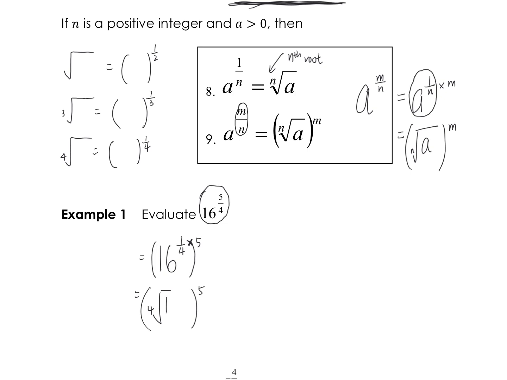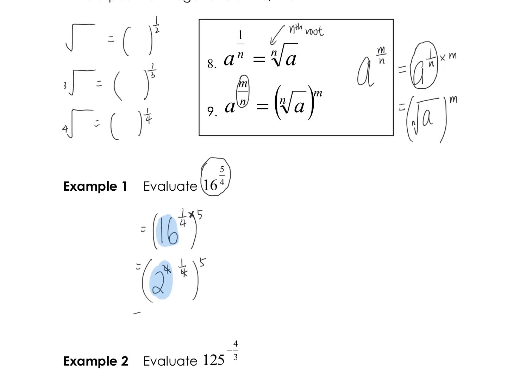Okay, I don't write like that. Okay, maybe to help you, right? 16 is 2 to the power of 4. They are the same. 16 is 2 to the power of 4. And then there's a 1/4 over there. So what do you think you end off with? Just 2, right? So 2 to the power of 5. Final answer? 32.